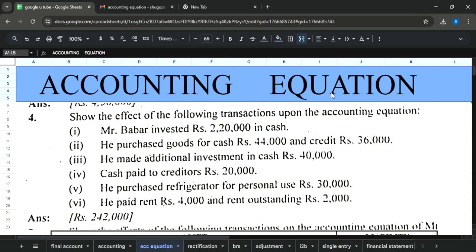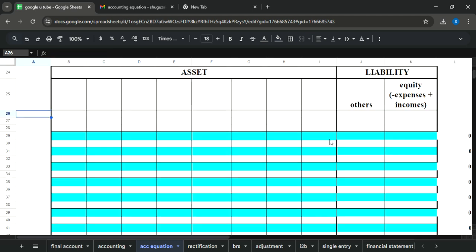Accounting equation. From 1 to 6 entries are present, and here is our performance. You can see there are two basic sides, assets and liabilities. In the liability side you will put all other liabilities, and in the second column, equity or capital, including expenses and income, will be recorded. This was our brief introduction. We are ready to start our question.